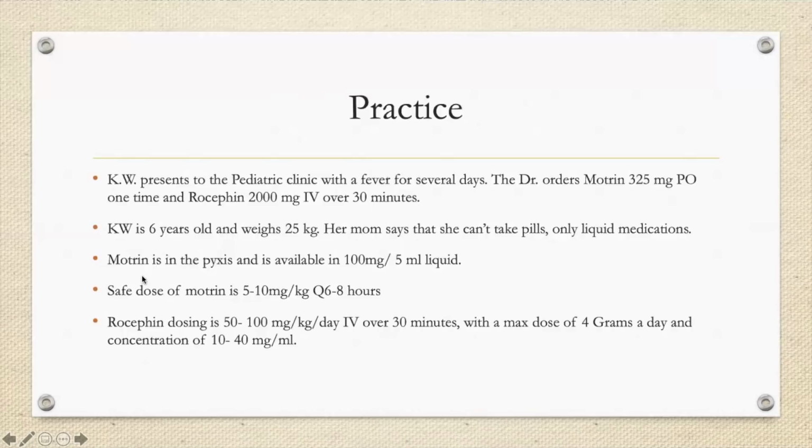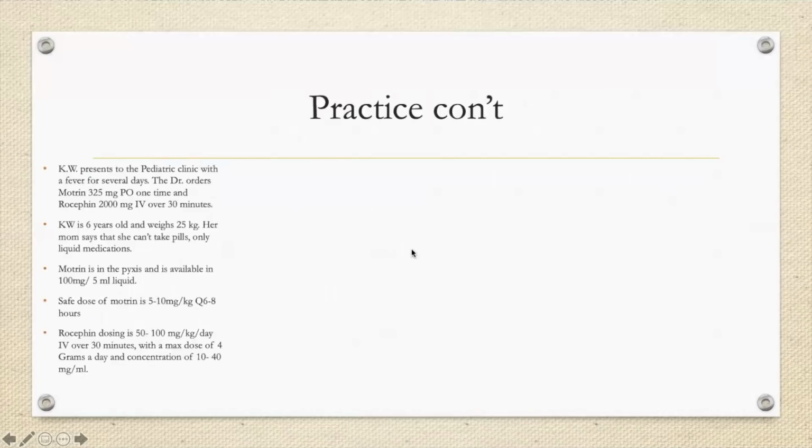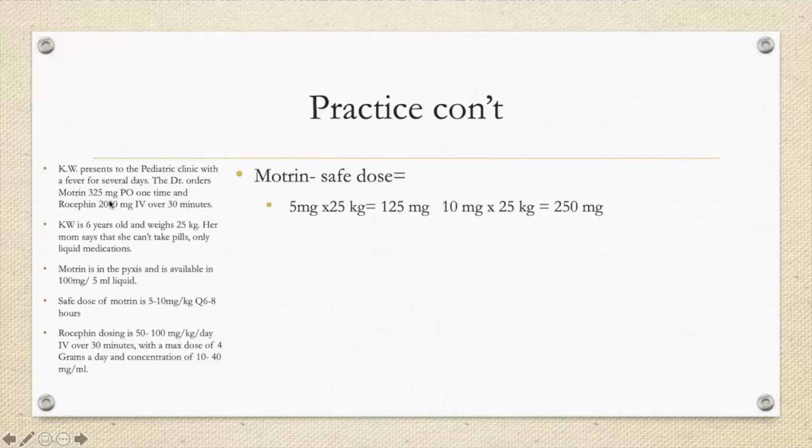So the first one is Motrin. It is in the Pyxis and it's available in 100 milligrams per 5 ml liquid. And we know that the safe dose of Motrin is 5 to 10 milligrams per kilogram every 6 to 8 hours. So starting with that, we're going to take 5 to 10 milligrams per kilogram. She weighs 25 kilograms. So 5 times 25 is 125. 10 times 25 is 250. Wait a minute there. So what was our dose? It was Motrin 325.